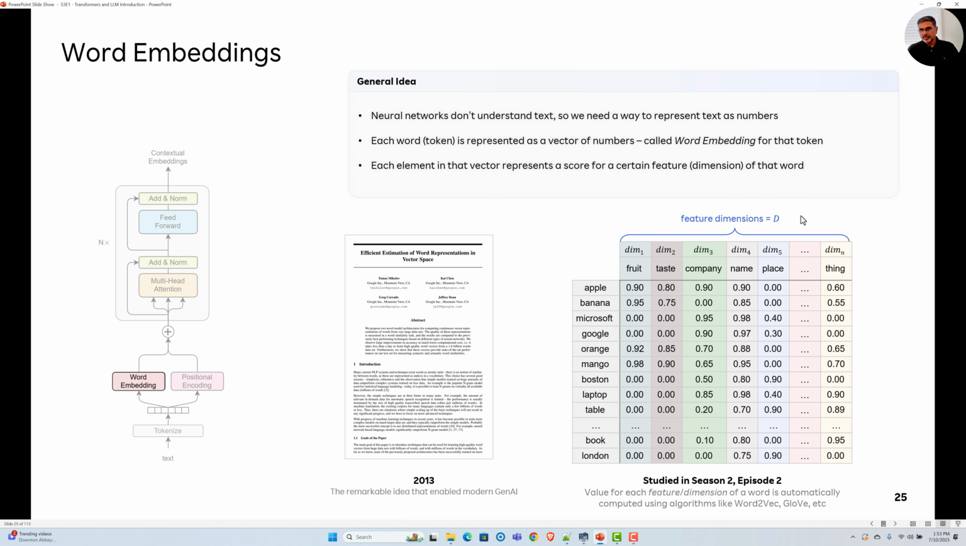And those features could be anything. Depending on the type of text that you send it, it's going to extract those features that show the connectivity between all the words and the sentences in that text. For example, you give it some text and let's say it extracts features like, is it a fruit? Does it have taste? Is the word describing the name of a company? Is it the name of a person or a company or an organization? Is it a place? Is it a thing? And so on. And then it's going to give it some values.